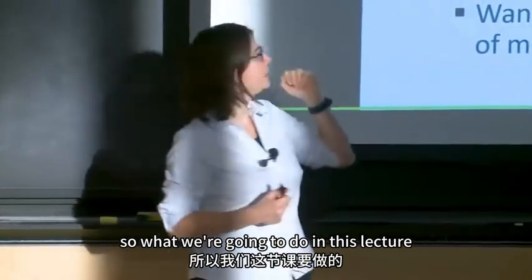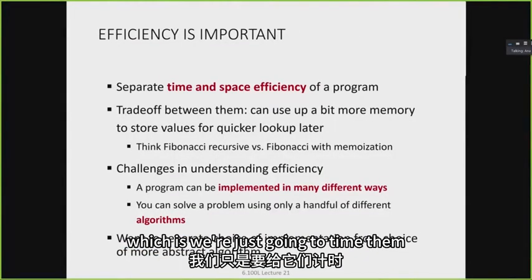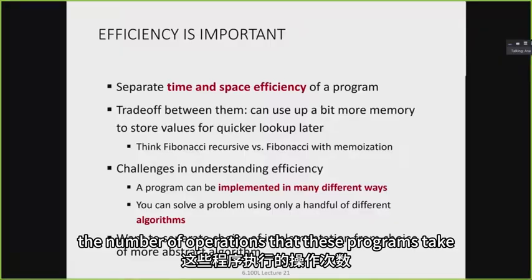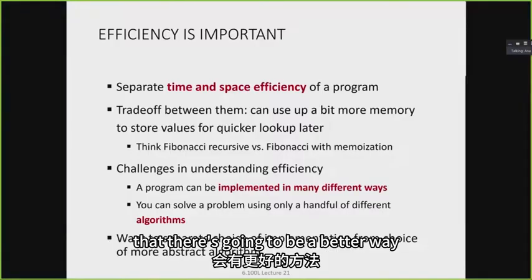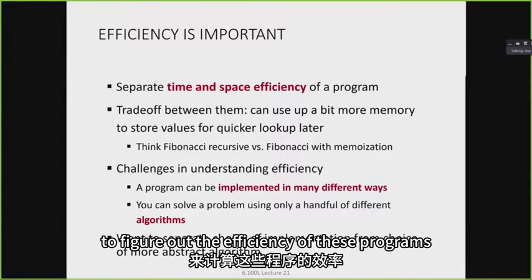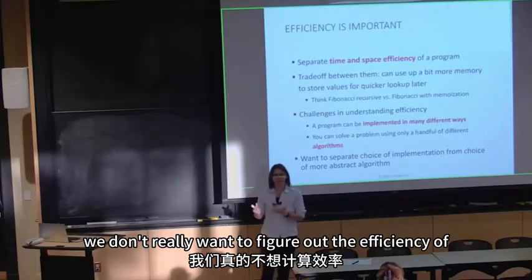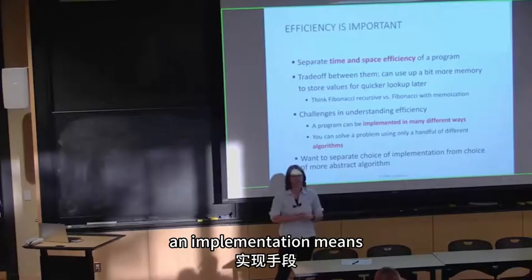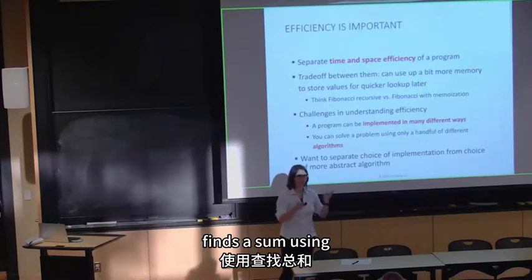So what we're going to do in this lecture is show you a very simple way of figuring out how efficient our programs are, which is we're just going to time them, and then count the number of operations that these programs take. But we're going to do so with the idea in the back of our mind that there's going to be a better way to figure out the efficiency of these programs. And ultimately, we don't really want to figure out the efficiency of an implementation, right? An implementation means you implement a program that finds a sum using a while loop.